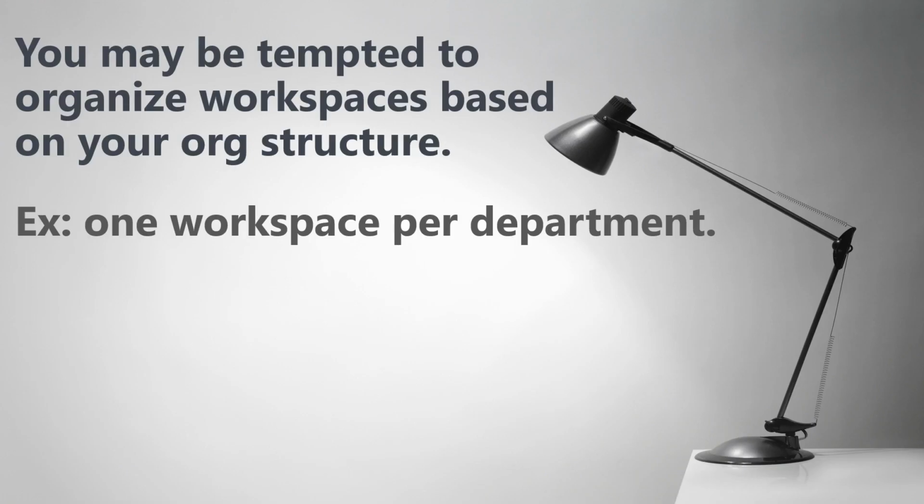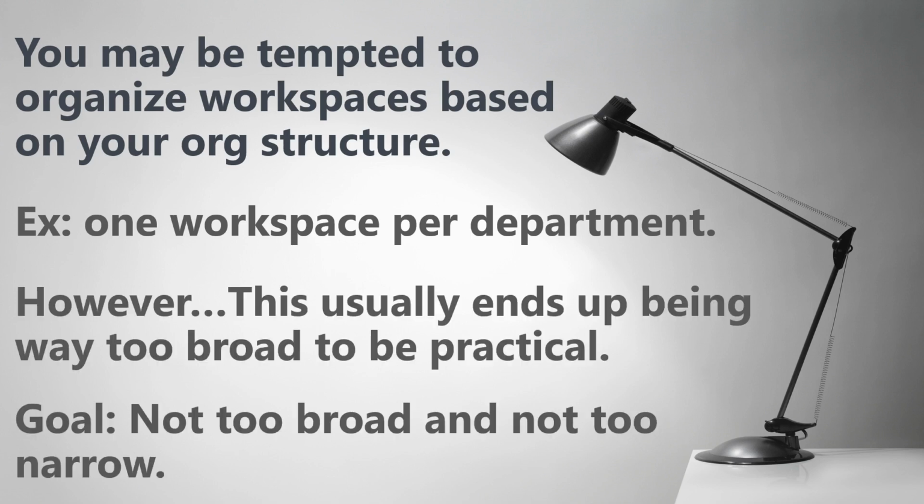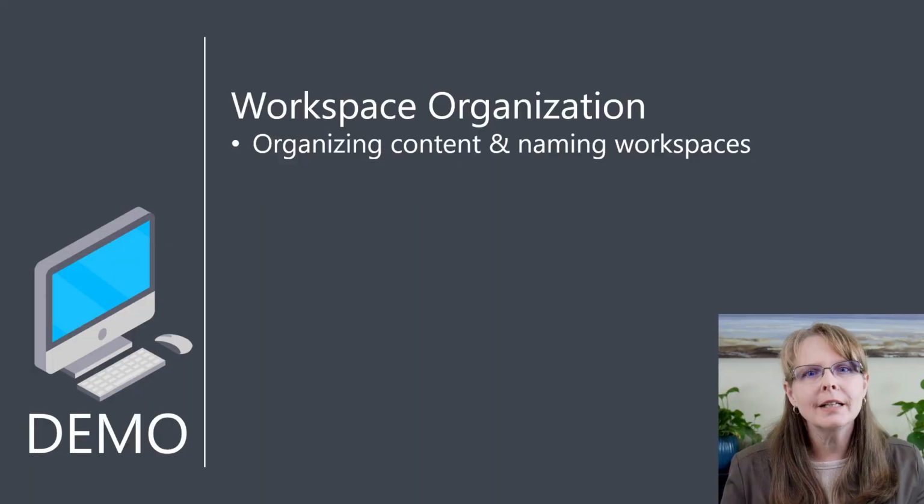One place a lot of people start is having one workspace per department, and that does work sometimes. However, that can turn into something that's way too broad. Since we have no folders, if we get past a certain number of artifacts, it gets very unwieldy. So our goal is to have a workspace structure that's just right, not too broad and not too narrow, based on the criteria that we just reviewed. Let's take a look at a demo of how you might organize content and some ideas for naming.